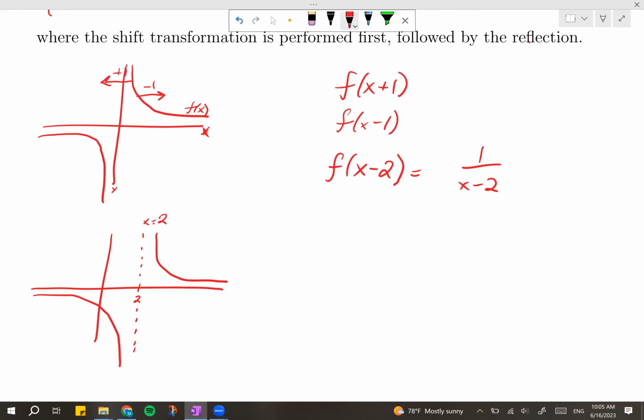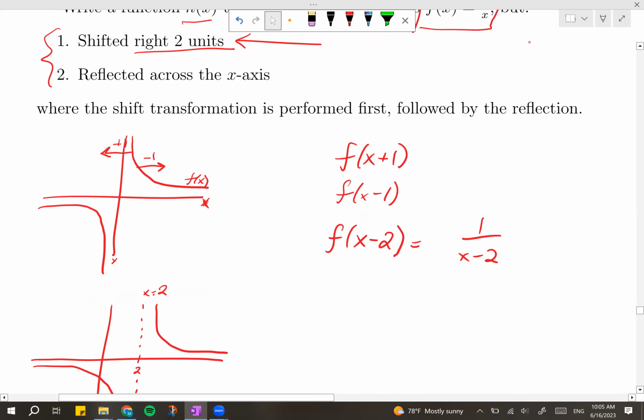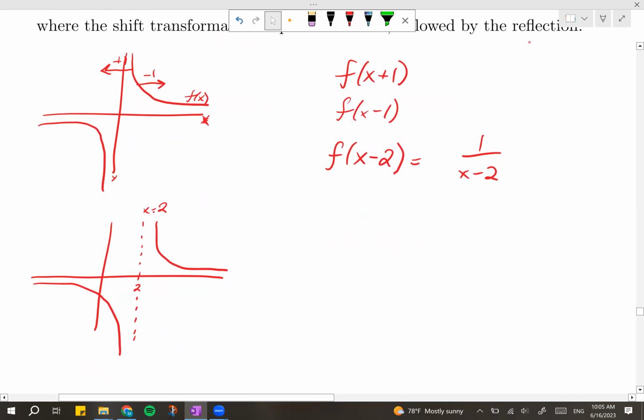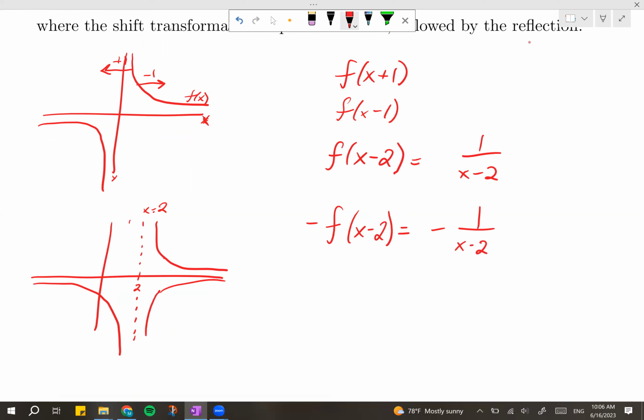the next thing it wants us to do is reflect across the x-axis. If you remember, to do that we multiply everything by -1, giving -1 over x minus 2. This takes all of our points and flips them down. So we get something like this. That would be what our graph kind of looks like.